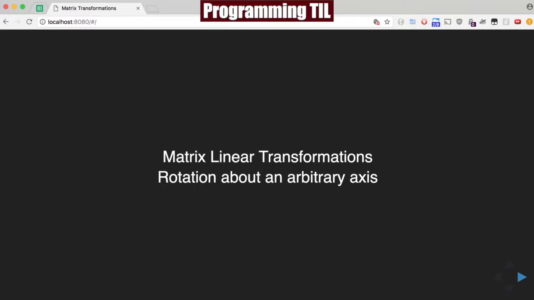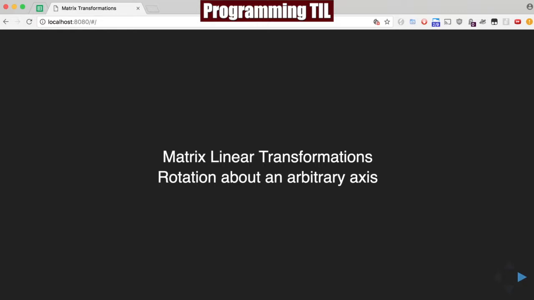I learned 3D Math Series, episode 12. We're going to be looking at more linear transformations today. Today we're going to be looking at rotation about an arbitrary axis in 3D. Now this is going to be pretty math heavy, but most of the math you have done before. It's just a lot of substitution and recalling previous episodes.